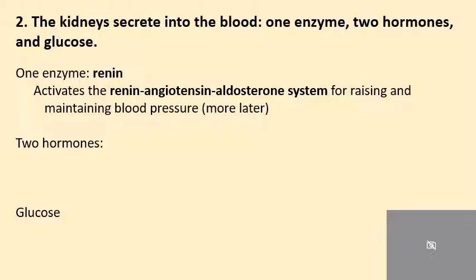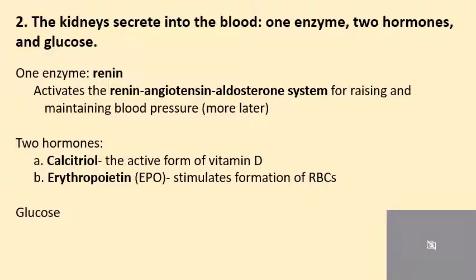The 1 enzyme that's secreted by our kidneys into our blood is called renin. And renin is the first step in a much larger process known as the renin-angiotensin-aldosterone system. And we will cover that later in part 2. This system is responsible for a whole suite of homeostatic responses that help raise blood pressure, typically in the face of dehydration. We'll talk more about that later. 2 hormones.